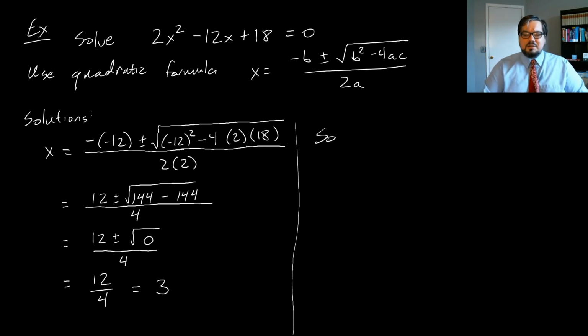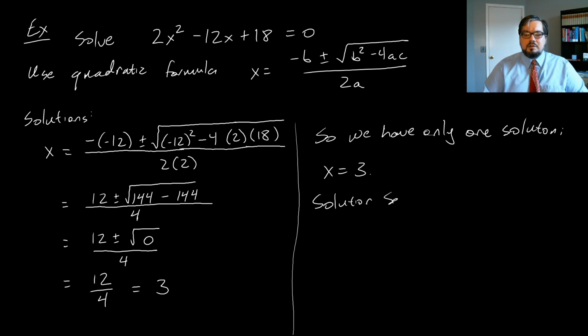So in this case, we have only one solution, which is x equals 3. So our solution set is just the single number 3. So those were 3 examples showing how we use the quadratic formula to find the solution sets to quadratic equations. And they give the 3 different types of solutions that we can get out of a quadratic equation.